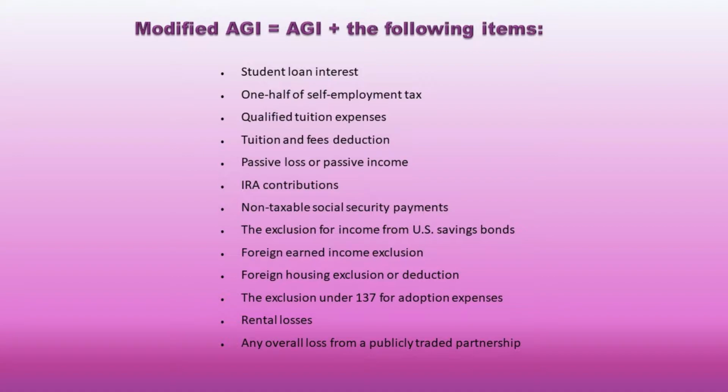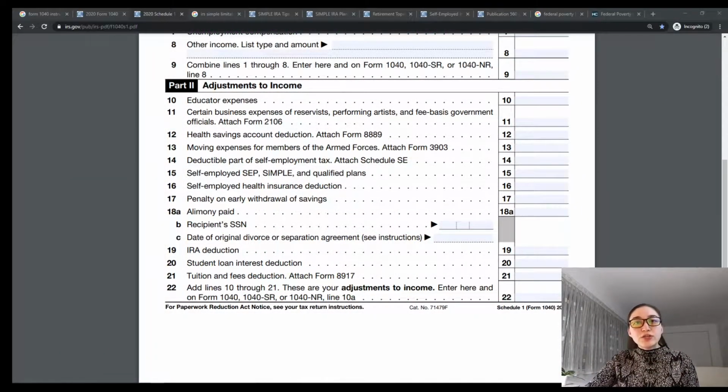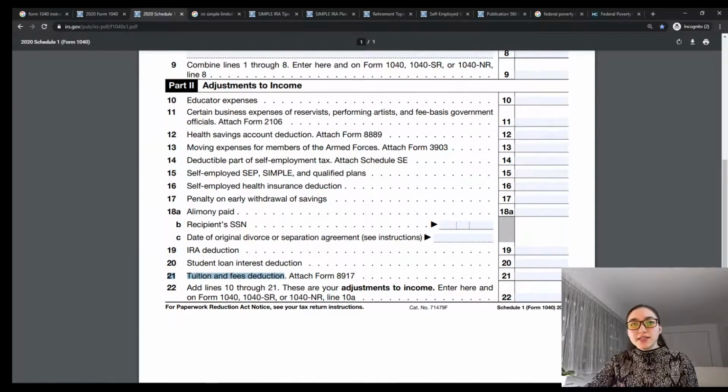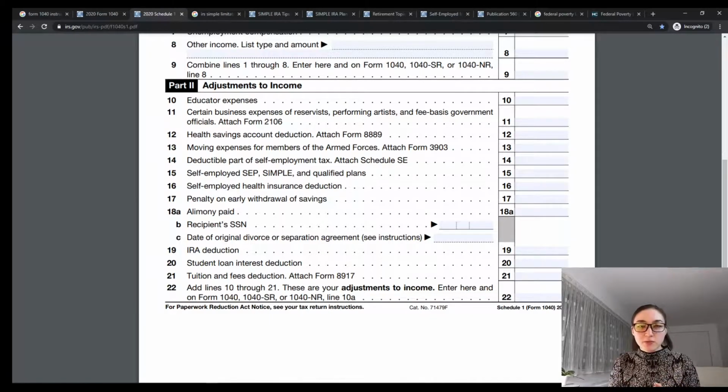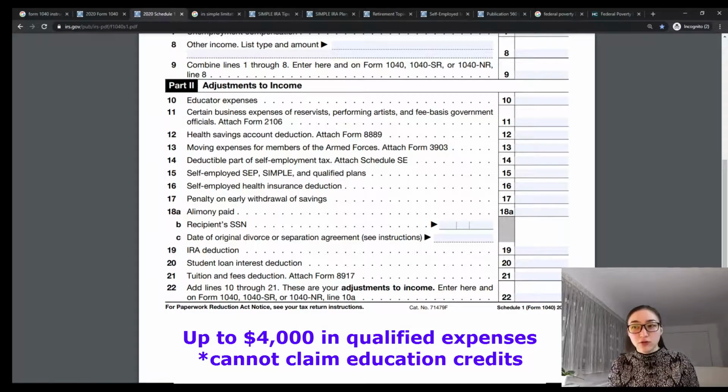So the higher the modified AGI, the lower the student loan interest deduction that you can take to arrive at your AGI. Line 21, tuition and fees deduction. These actually expired in 2017, but the expiration date has been extended to December 31st, 2020. You can deduct up to $4,000 in higher education expense if you paid for your son or your daughter's education. You must have incurred those expenses in the current year, and you must have claimed your child as a dependent on your current tax year return.